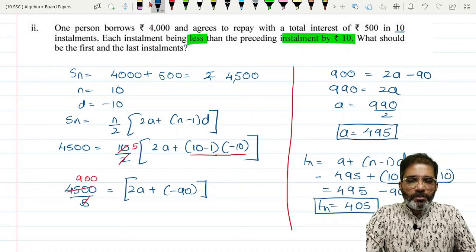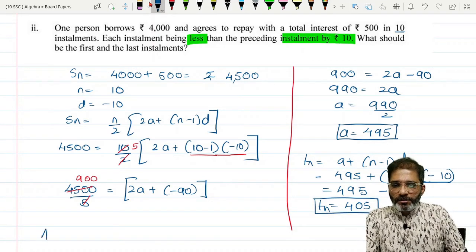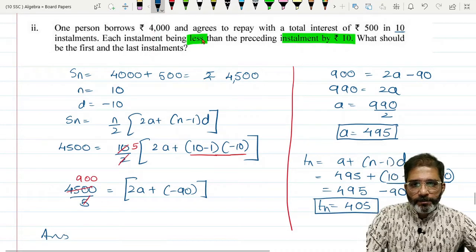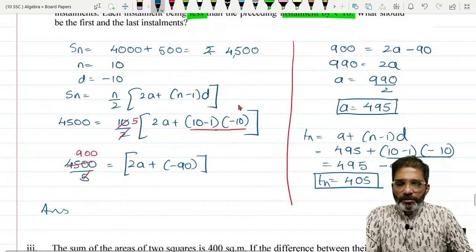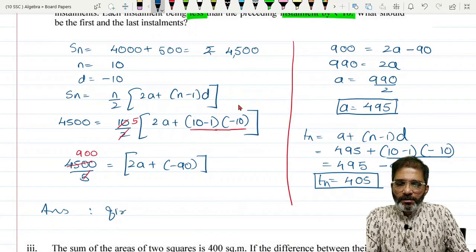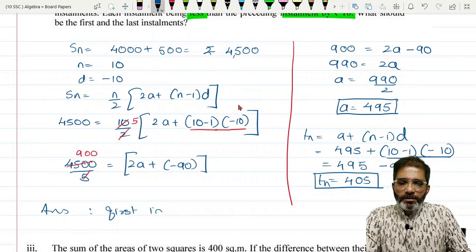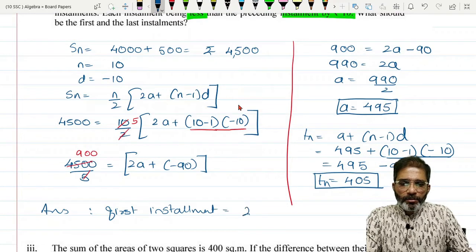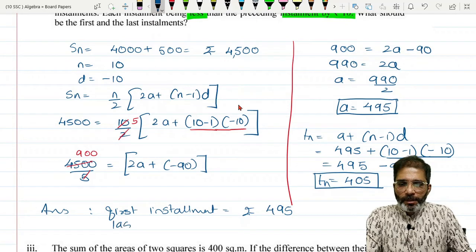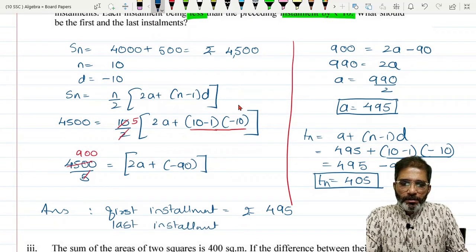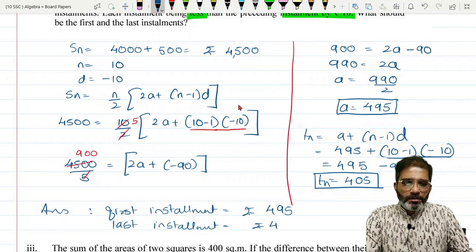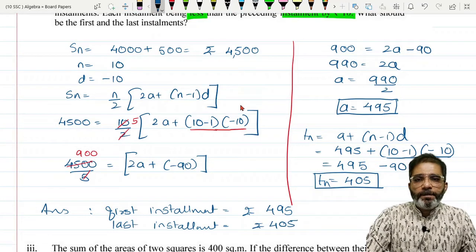Okay, so we have to write down the final answer. See over here. So the final answer is: first installment equal to rupees 495 and last installment equal to rupees 405.